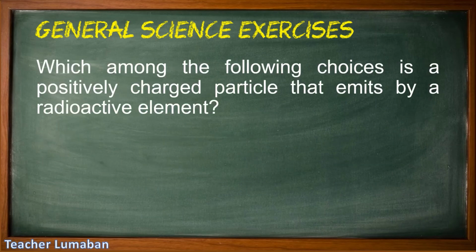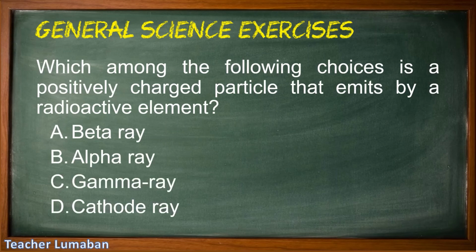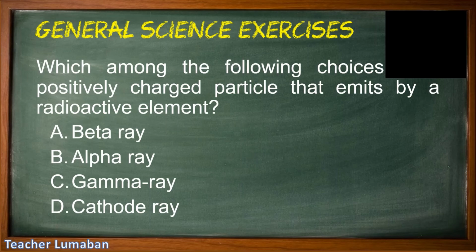Which among the following choices is a positively charged particle emitted by a radioactive element? Letter A, beta ray. Letter B, alpha ray. Letter C, gamma ray. Letter D, cathode ray. Please choose the suitable answer to the following choices in 5 seconds.